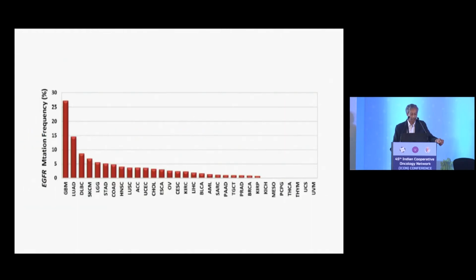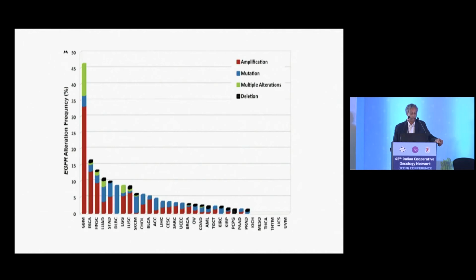And if you see this, other than lung cancer, GBM is the next one that has extensive EGFR changes. And this is looking at what these changes are. They can be amplification, mutation, multiple alterations, or deletions. So again, you see the first bar is for GBM.